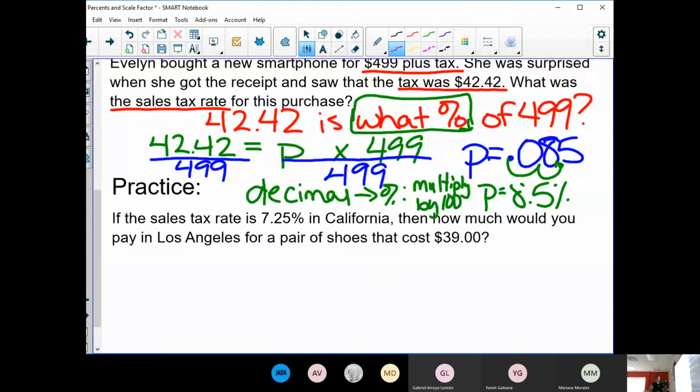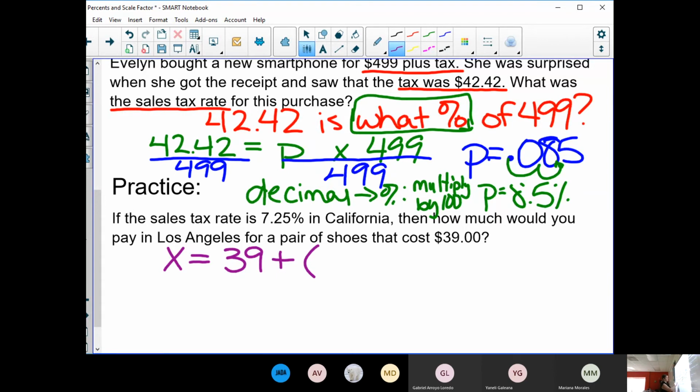I'm going to give you just a little bit of help on this. So the first example we did, we're finding what x is equal to. We know we're going to pay at least $39 for these shoes, okay? But we're adding the sales tax. So we need to add 7.25% times the total cost, or the subtotal.